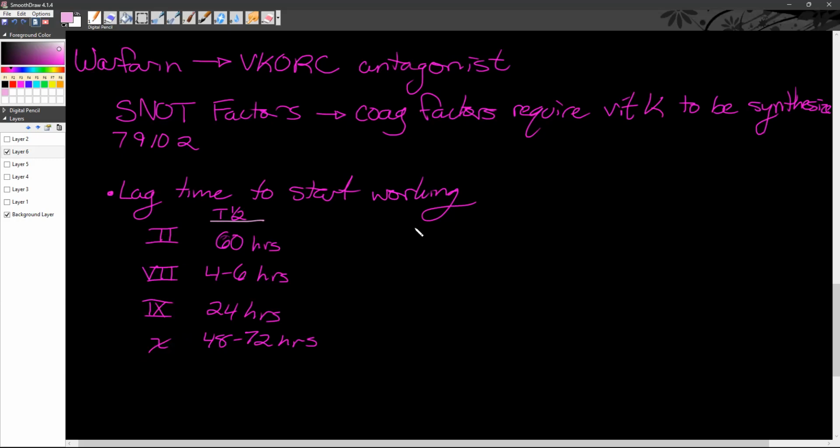So what we can say is that the onset of warfarin's activity.